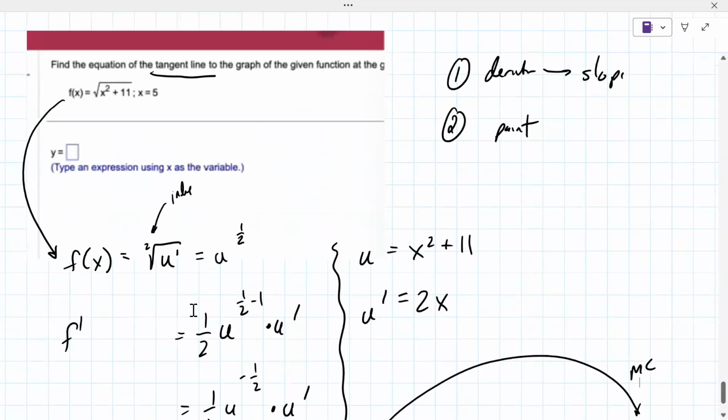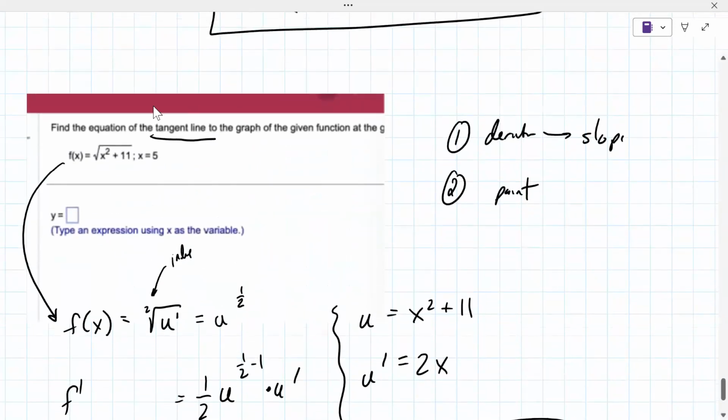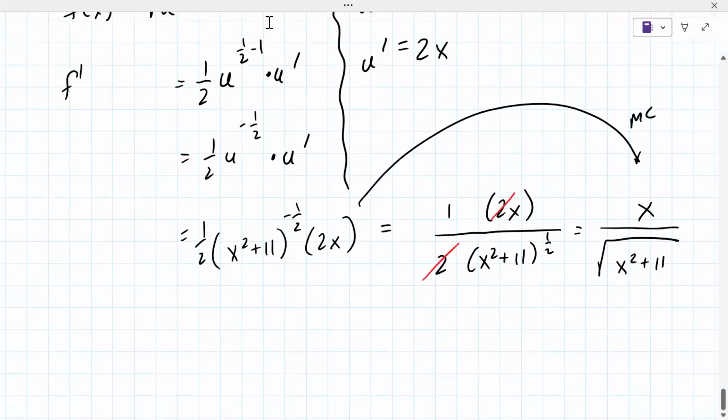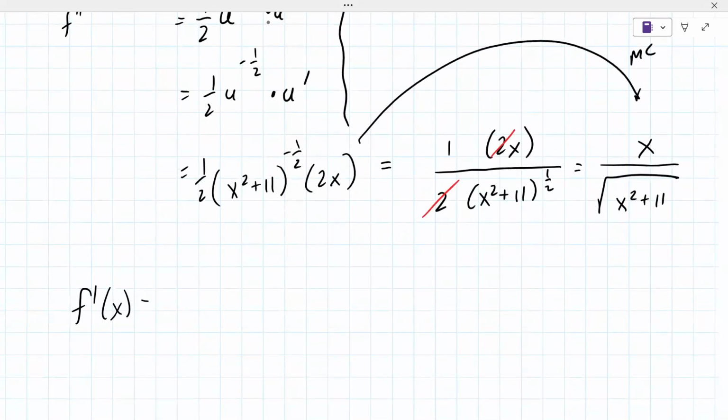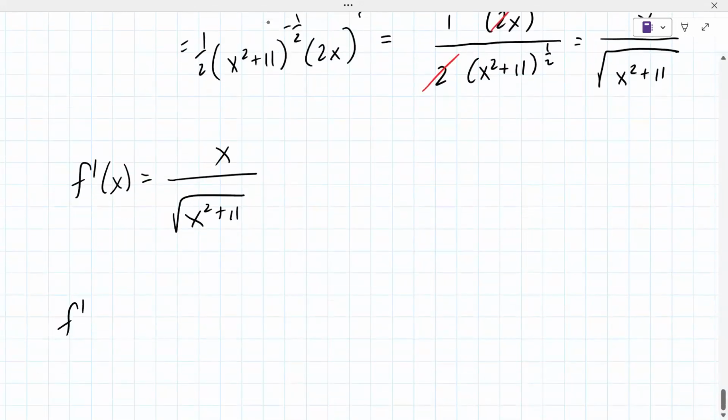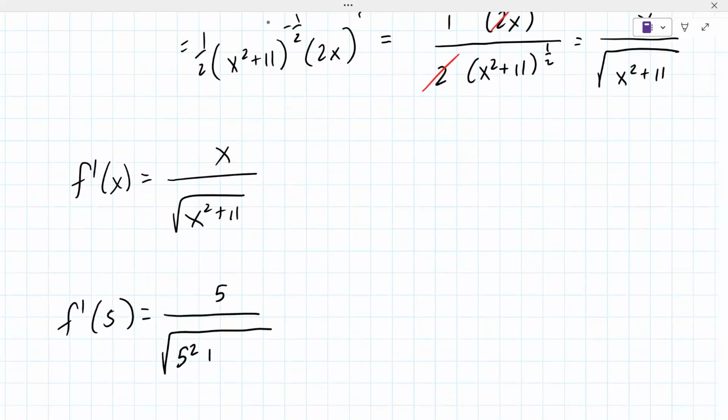So we've kind of done part one. We've got the derivative. We need to evaluate the derivative at this point at 5. So we need to put 5 in for x. So f prime of x is x over square root of x squared plus 11. f prime of 5 equals 5 over square root of 5 squared plus 11, which ends up being over square root of 36, which is 5 over 6. So that's thing one.